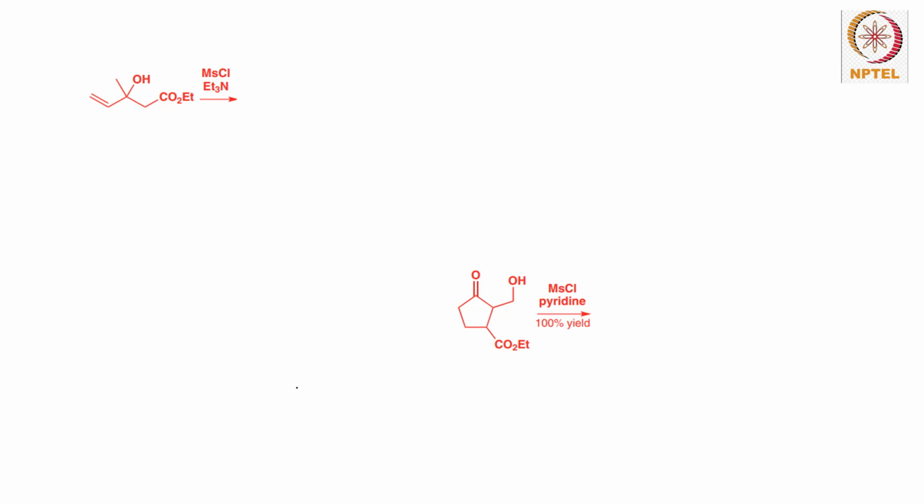Okay, let's solve. I hope many of you have got the answer. So here, what is the electron withdrawing group? This is the electron withdrawing group. Adjacent to this there is a hydrogen. So there is a base. This base will remove it.